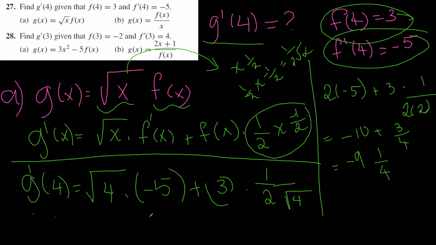Is it clear here? I will do B also, and I will do number 28. So is number A, 27, clear? Yes. Now B.